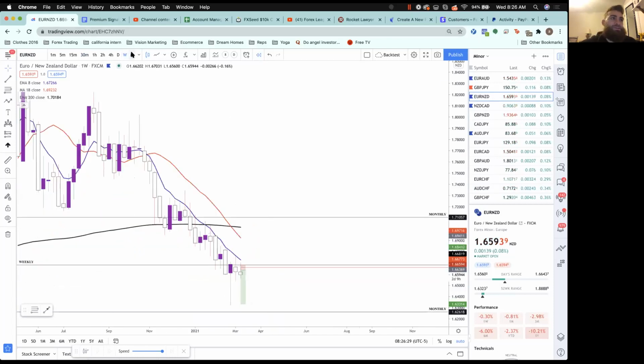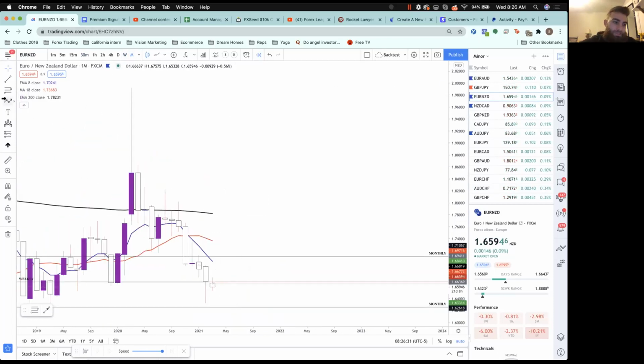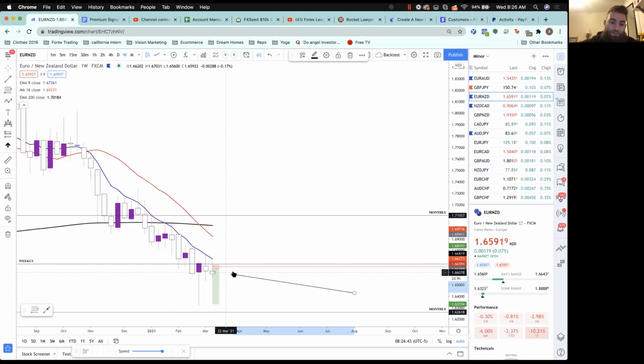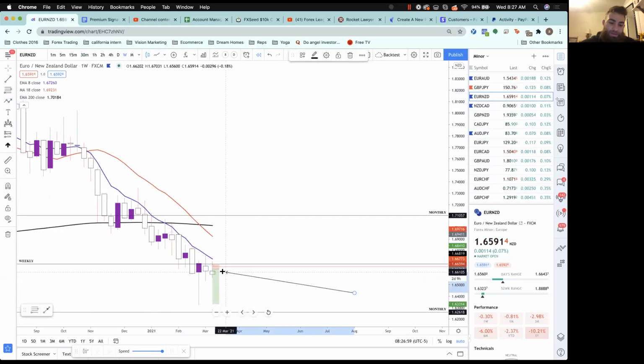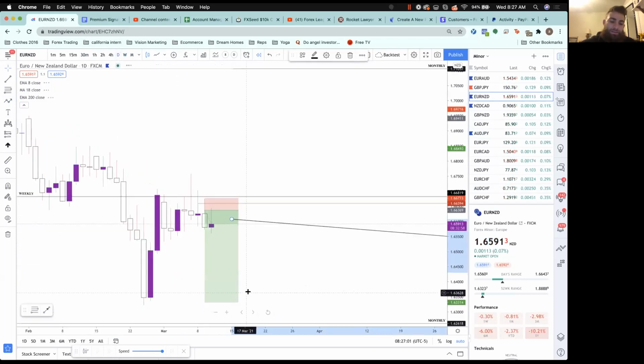Euro NZD, let's jump all the way up to the monthly time frame. So monthly time frame, guys, bearish, broke support. Now we're just pushing down. Had this long wick, but let's look at the lower time frame here. Weekly, bearish, broke support right here, retested as resistance, broke support, retested as resistance, broke support, retested as resistance. Now I'm looking for the push down on this wick's fill. So let's go down to the daily.